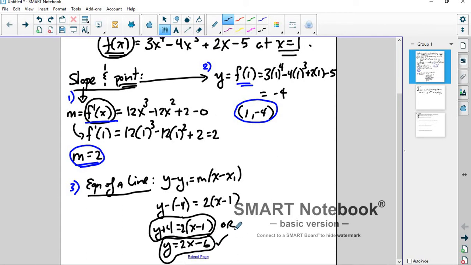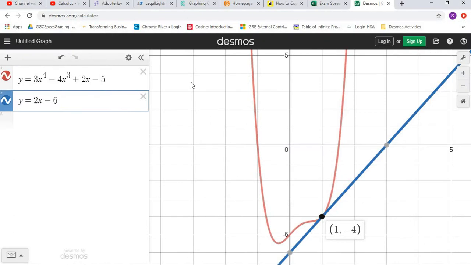Okay, so what does this look like? Let me give you a picture of what's going on here. The red graph is your curve, y equals 3x to the 4th minus 4x cubed plus 2x minus 5. And then your tangent line is y equals 2x minus 6, and see what's happening here. You intersect exactly at one point. Your line touches this curve at that one point, and that is the direction that your function is moving at that one point, a slope of 2.